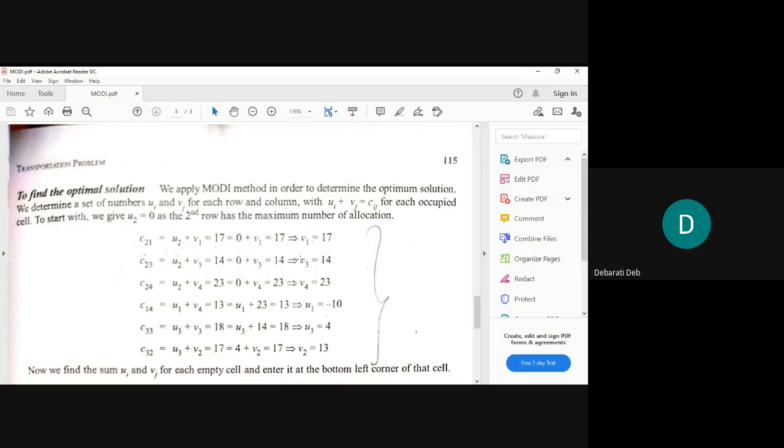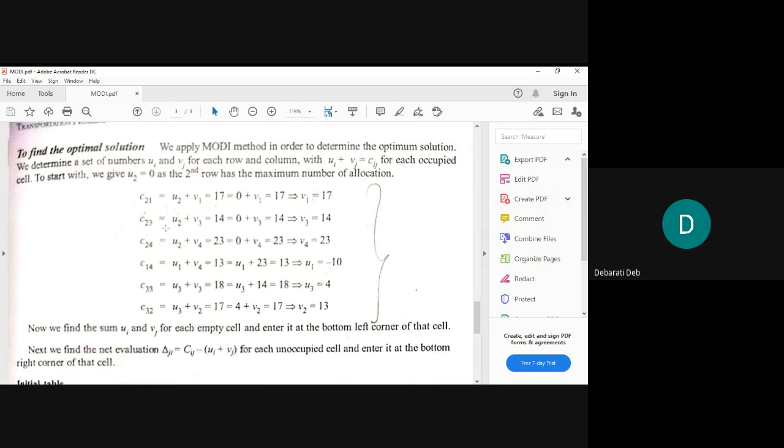We don't know, right? So for finding that, we take one of the rows as 0. If we take one of the rows as 0, half of our problem will be solved. Let us see how. To start with, we give u2 equals 0, as the second row has the maximum number of allocations. You can write this line in your copy.